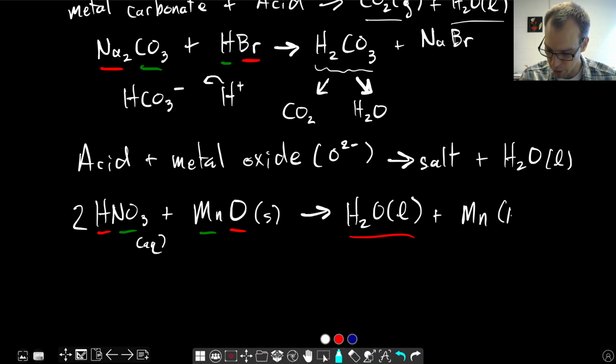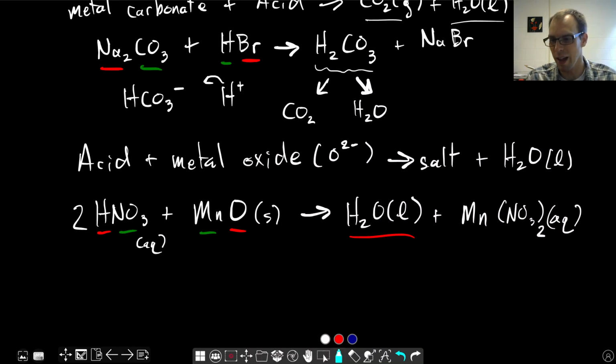But this will form a soluble compound because it's a nitrate, so this will be aqueous. We need 2 there. So this is, again, an acid-base reaction, but with a little twist to it that you just need to remember. You add 2 hydrogens to the oxygen, and that will in turn form water. Let me make sure I'm not forgetting. I think there's one more here.